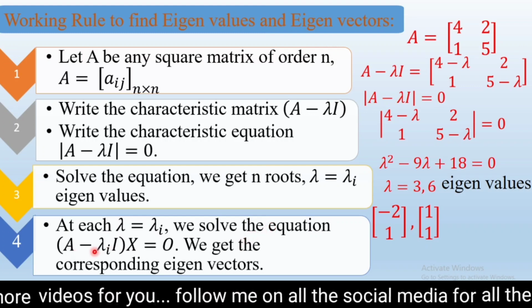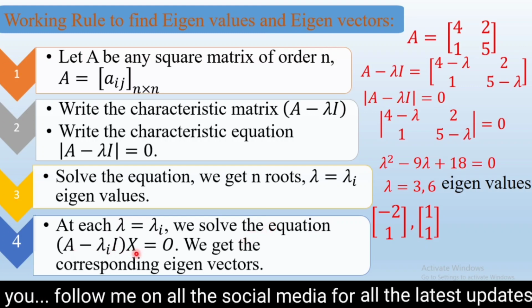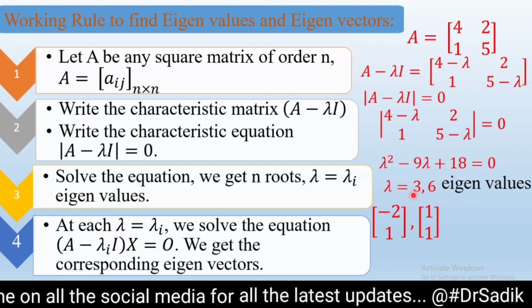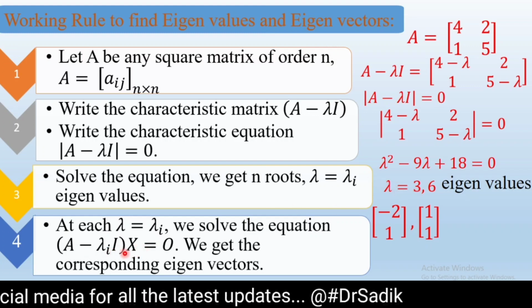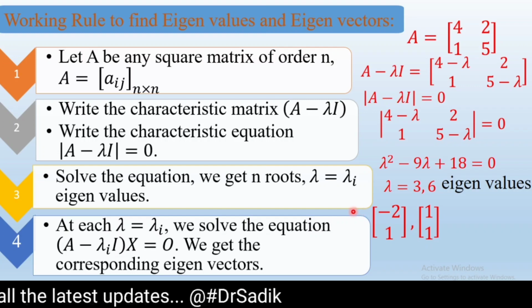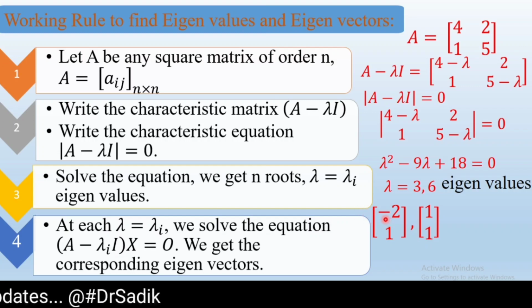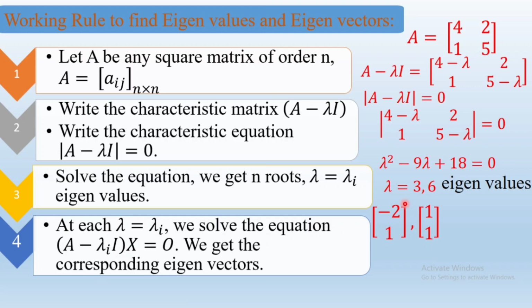So for that, (A minus lambda I) into x is equal to 0. If I take lambda equal to 3 and solve this homogeneous equation, we get the x, y values. So you write the x, y values as a column matrix: minus 2, minus 2, 1. And then for lambda equal to 6, you solve this equation, we get another set of values: 1, 1, 1. If you write these as column matrices, these two column matrices are called eigenvectors. This is the working rule, friends.